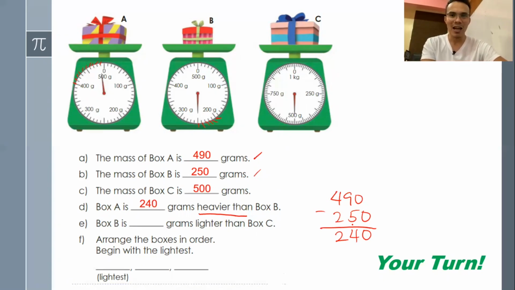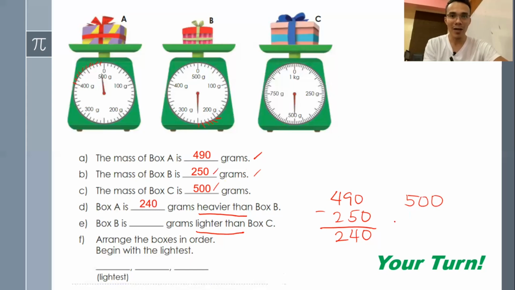Letter E. Box B is blank grams lighter than box C. We have the term lighter than. It means we are also comparing in this item. And what are the numbers we are comparing? We have the mass of box B and the mass of box C. And what do we do with these two numbers? We are going to subtract in order to get the difference.